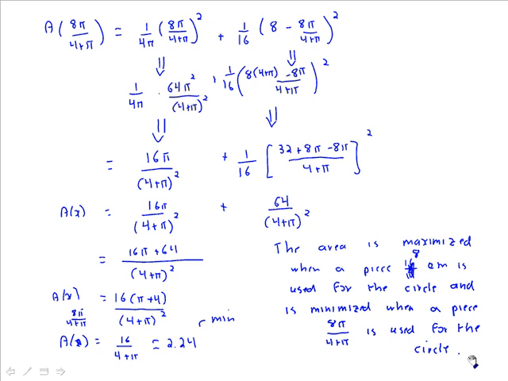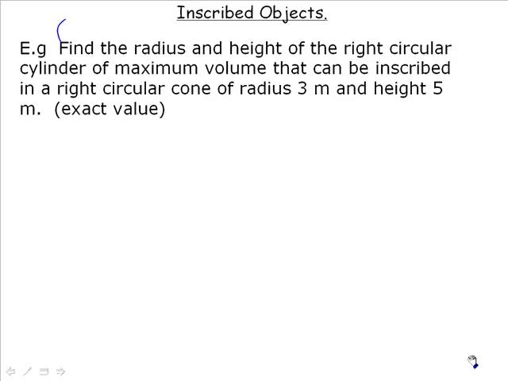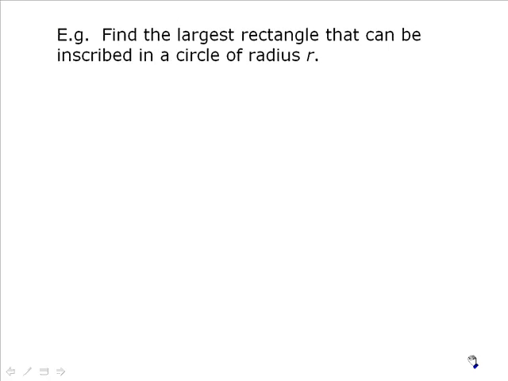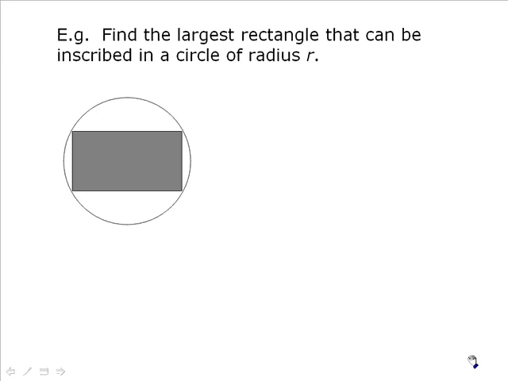Now one more to do, which is quite a bit less work. Okay, find the largest rectangle that can be inscribed in a circle of radius r. So here was what we have. It's not a three-dimensional shape, just a circle, and we're putting a rectangle in it. And there are no numeric values for these.